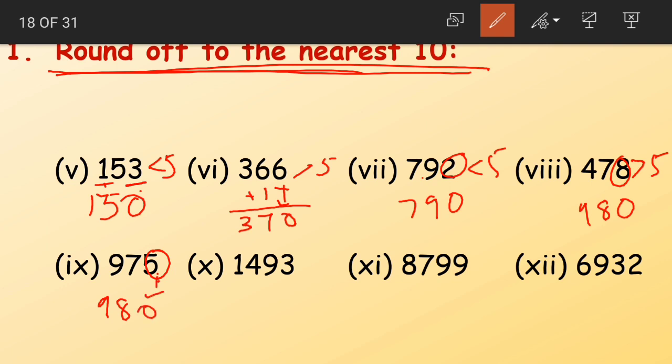Now 1493, 3 is less than 5. So the numbers remain the same. We write 0 in place of 3. 1490.